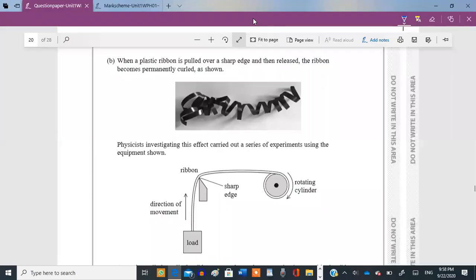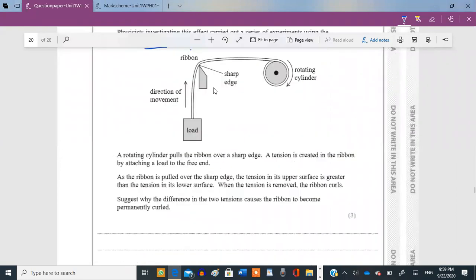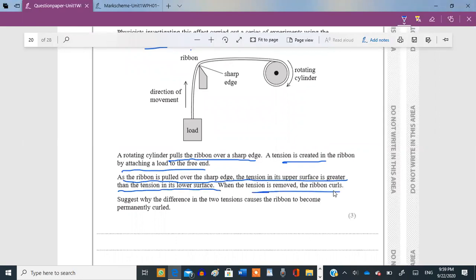When a plastic ribbon is pulled over a sharp edge and then released, the ribbon becomes permanently curled as shown over here. This is a plastic curve. Physicists investigating this effect carried out a series of experiments using the equipment shown over here. This is your load, this is your sharp edge, then the ribbon and then the rotating cylinder. A rotating cylinder pulls the ribbon over the sharp edge. A tension is created in the ribbon by attaching the load to the free end. As the ribbon is pulled over the sharp edge, the tension in the upper surface is greater than the tension in its lower surface. When the tension is removed, the ribbon curls.